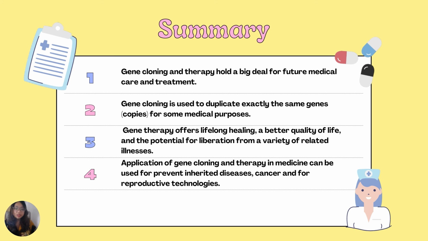In gene therapy, they modify or replace the defective genes with normal ones using a vector or gene editing, and the modified genetic material functions appropriately to correct the underlying defect. Application of gene cloning and therapy in medicine can be used for preventing inherited diseases, Parkinson's, diabetes, cancer, and for reproductive technologies. And the next explanation will be given by my friend.